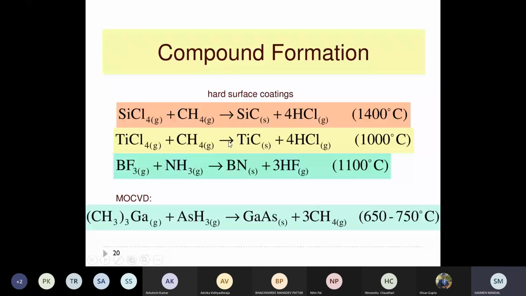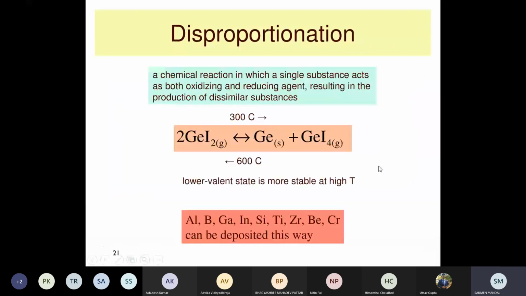Then the MOCVD technique, one example is given. This is a gallium compound, this is an arsenic compound, and finally after the reaction gallium arsenide will form and condense on the substrate at this temperature. Gallium arsenide is a well-known compound semiconductor material and it has huge importance and several versatile applications, in particular microelectronics.